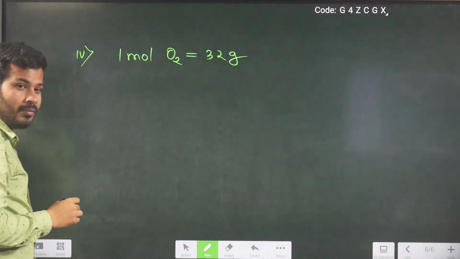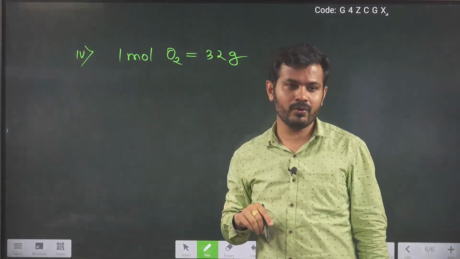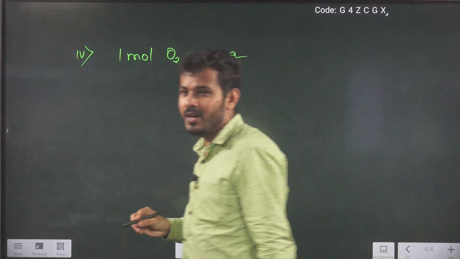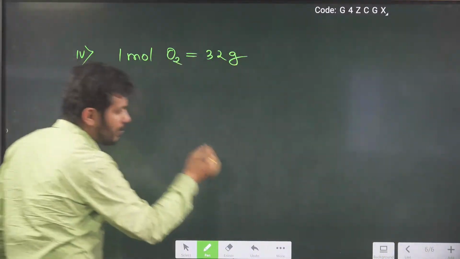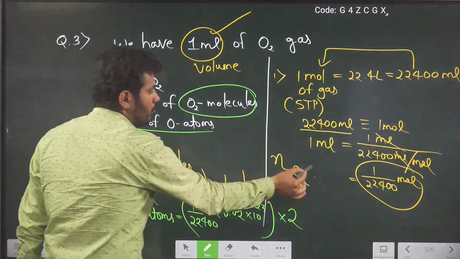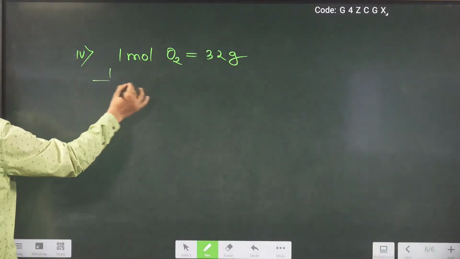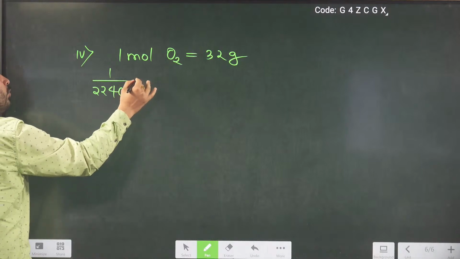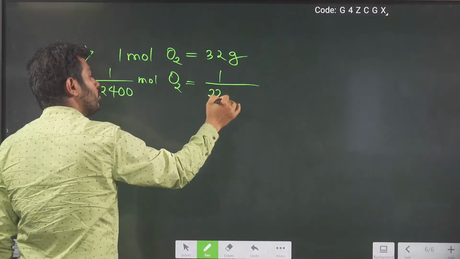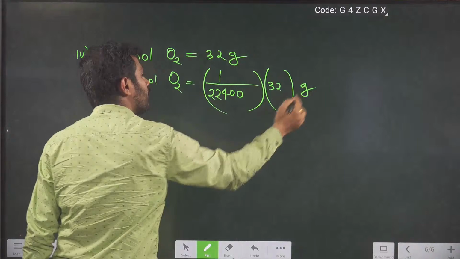1 mole is 32 gram, not 32 AMU, it is 32 gram. One single O2 molecule is 32 AMU. We are not having a single molecule, we are having 1 mole of O2. So 1 mole of O2 is 32 gram. But we do not have 1 mole of O2. What mole of O2 do we have? 1 by 22400. So if 1 mole is this much, 1 by 22400 mole of O2 will be 1 by 22400 into 32 gram.